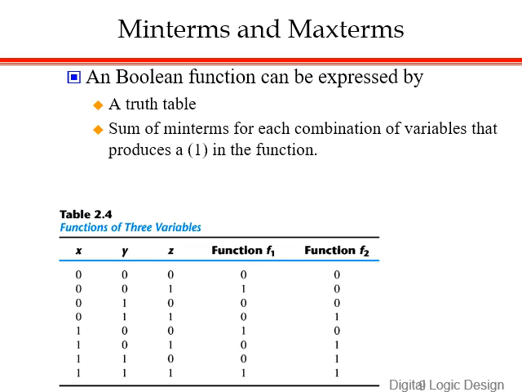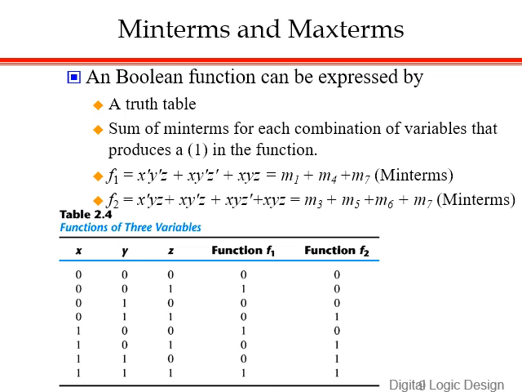So these functions f1 and f2 can be expressed as sum of minterms or product of maxterms. So in sum of minterms form, we will write for function f1 as it is 1 at 0 0 1. So you will write x prime y prime z, plus the value of f1 is 1 at 1 0 0, x y prime z prime, and plus 1 1 1, which is xyz. So these are the minterms m1 plus m4 plus m7.